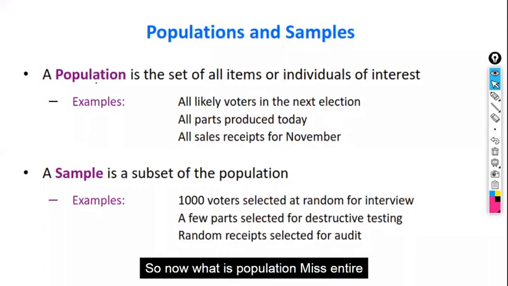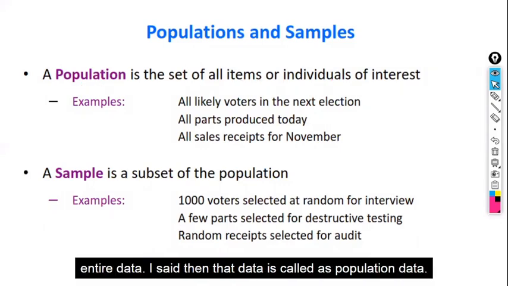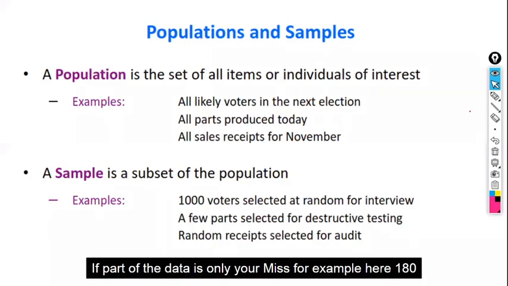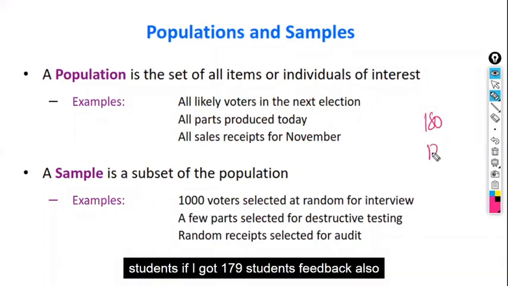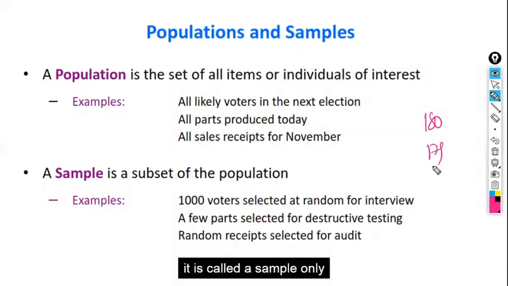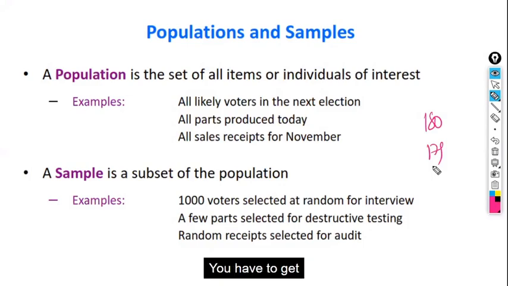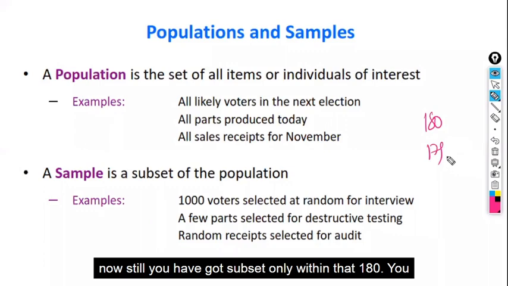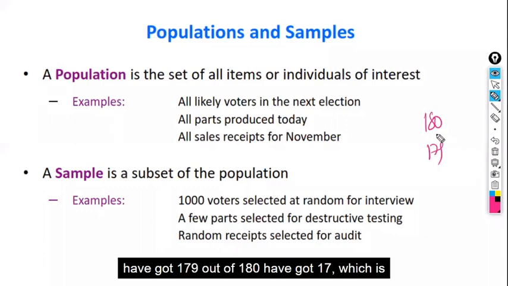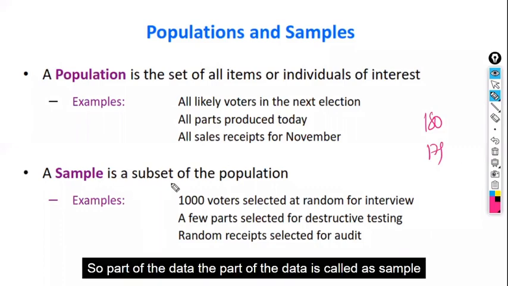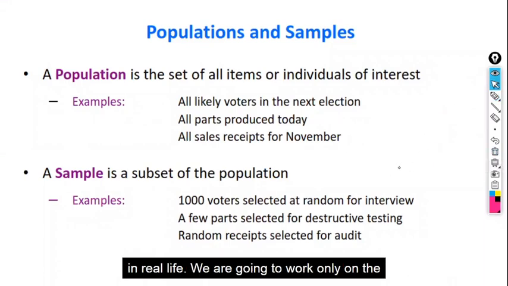So what does population mean? Entire set of items. Whatever the complete set, the entire data, is called population data. If it is only part of the data, for example here 180 students, and I got 179 students' feedback, it is called a sample only. Till you get the 180, it is called population. You have to get the entire data. Now you have got only a subset: out of 180, you have got 179, which is part of the subset. So the part of the data is called a sample. In real life, we are going to work only on the sample.